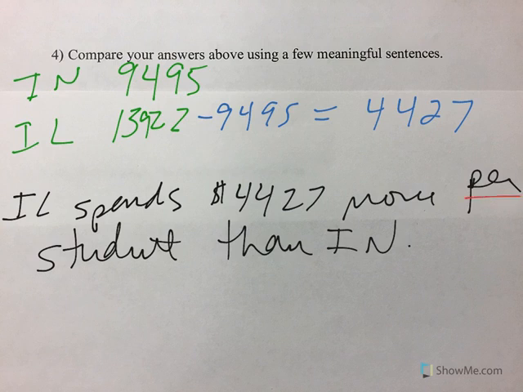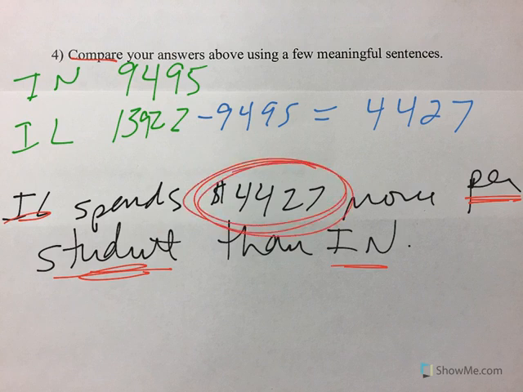The key there is per student. We found a per student value, so we need to keep that per student value in our answer. So just something to keep in mind when you're comparing. Make sure you're using as much information as possible, including the per student. You're using your states. You're quantifying your answer by using a number. All of those things are important when writing your meaningful sentences.